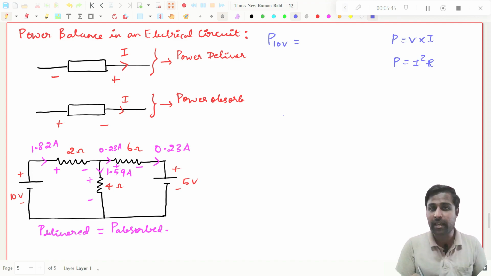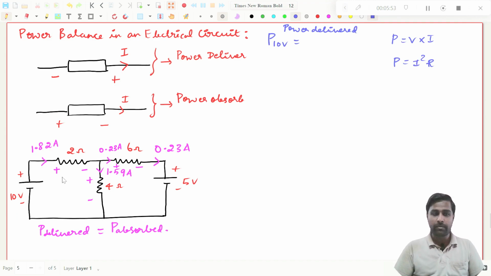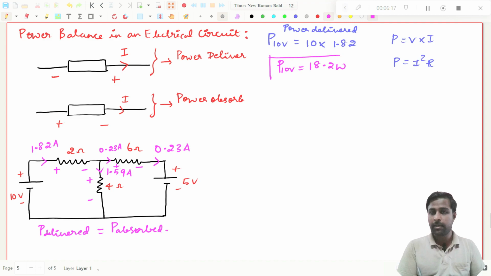So this will be delivering power. So I will write here power delivered. Only this one is delivering power, right? So power delivered. From minus to plus, what is the voltage value here? So V into I formula. So 10 volt into what is the current value? 1.82 amperes, right? So obviously, what is the value of P by 10 volt? If you multiply these two, you will get 18.2 watts. Right? This is the power delivered. So power delivered in the circuit is only 18.2 watts.